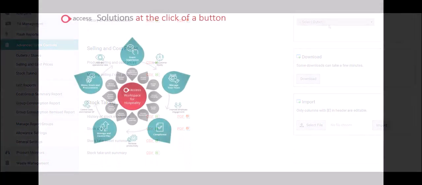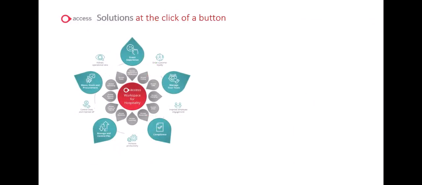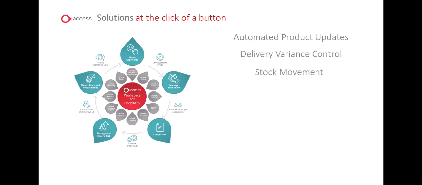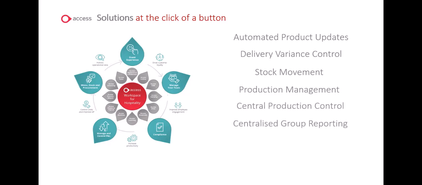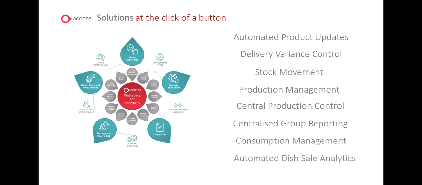So what will Access Procure Wizard Inventory Management System give you? Automated product updates, delivery variance controls, stock movement, product management, central production controls, centralized group reporting, consumption management, and automated dish sale analytics feeding through to your consumption variance tool.